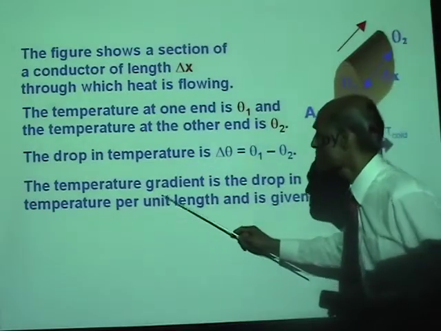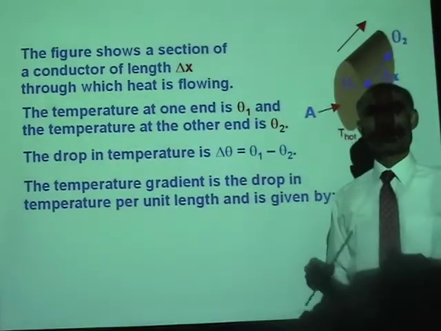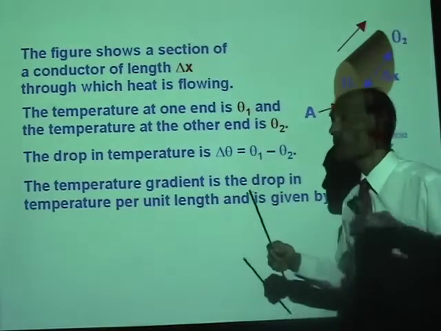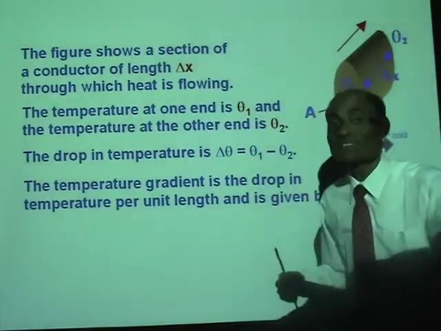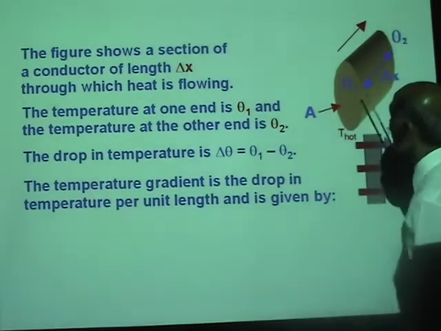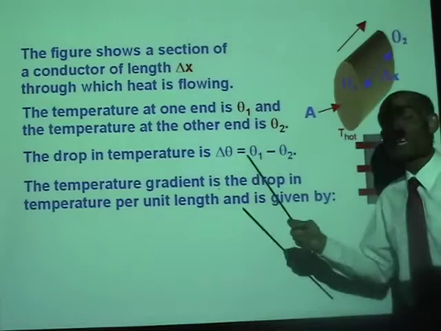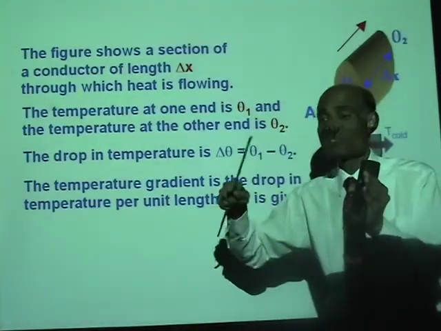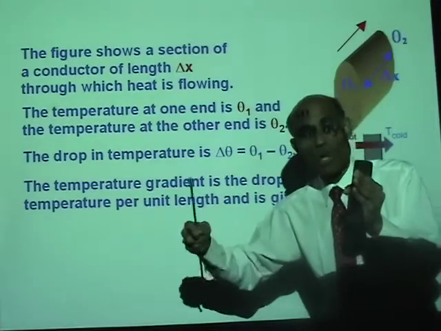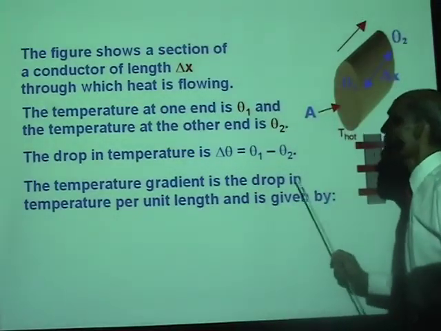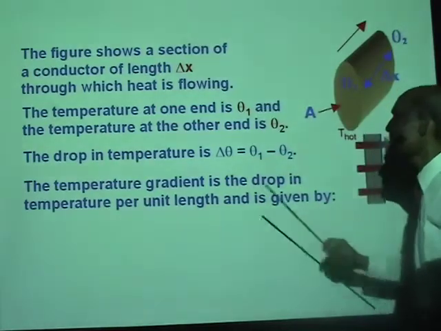So what is the temperature gradient here? The temperature gradient will be the change in temperature per unit length. How do you calculate that? Now the increase or decrease, the drop in temperature, because as you move from the hot end to the cold end, the temperature is dropping. So temperature gradient is a measure of the drop in temperature per unit length.